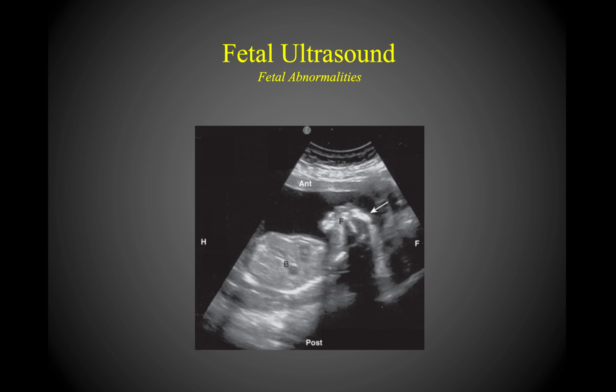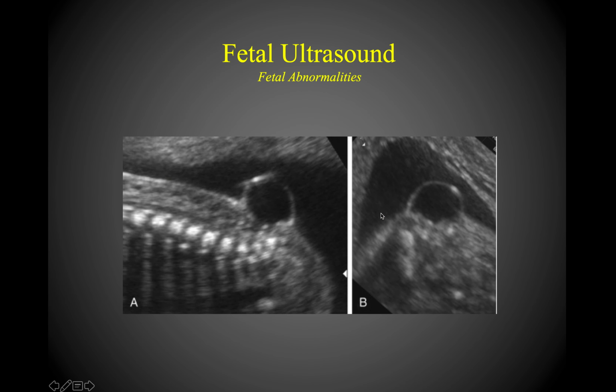This is another example, not of an ectopic pregnancy, but of an abnormal fetus. So this is an example where you can see the body of the fetus over here on the left. The head or the face of the fetus is right here. You'll notice how the rest of the head is missing. You don't see a brain. And so this is an example of anencephaly.